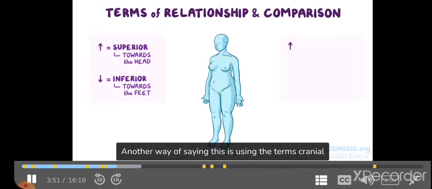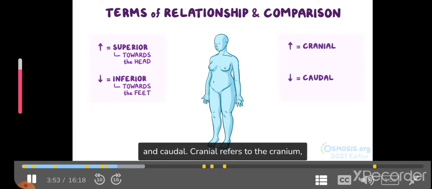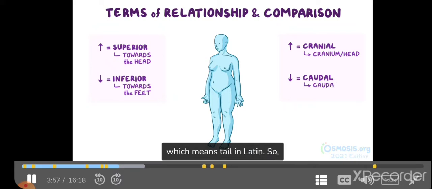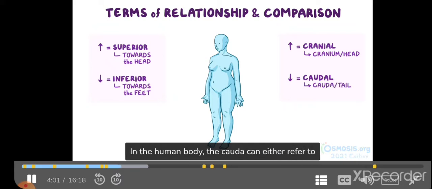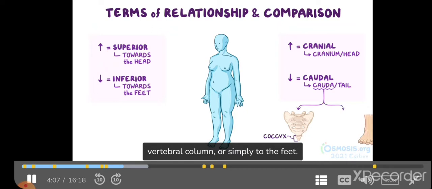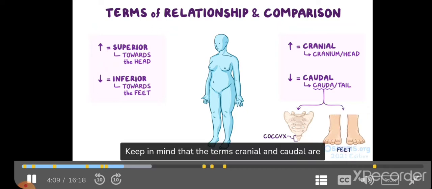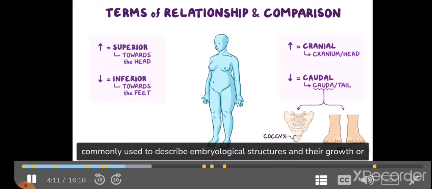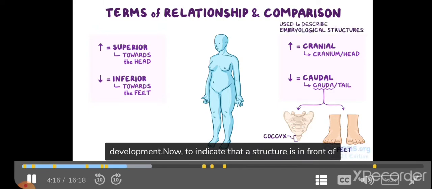Another way of saying this is using the terms cranial and caudal. Cranial refers to the cranium, or head, while caudal refers to the cauda, which means tail in Latin. So caudal means towards the tail, or feet. In the human body, the cauda can either refer to the coccyx, which is the most inferior bone in the vertebral column, or simply the feet. Keep in mind that the terms cranial and caudal are commonly used to describe embryological structures and their growth or development.